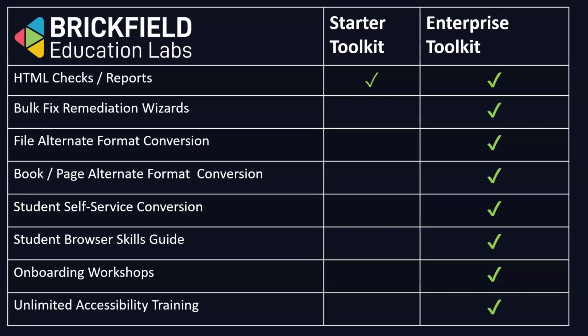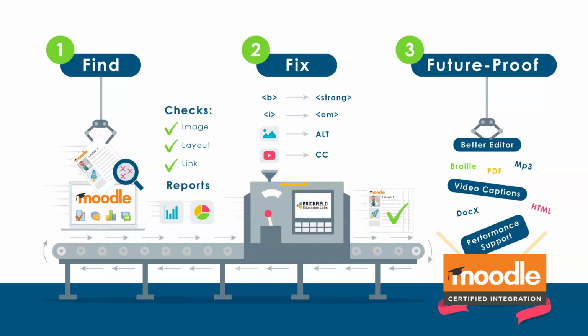Here's a comparison at a glance: Starter on the left, Enterprise on the right. They both give you checks and reports. Everything below that line is Enterprise only: bulk fix wizards, file alternate format conversions, student self-service conversion, browser skill guides, onboarding workshops, unlimited accessibility training. For any institution with compliance obligations, these are not nice to haves. The 3-word version of what we do is find, fix, and future-proof. Find the existing accessibility problems across all your content, fix them automatically where we can, and guide where human review is needed. Future-proof the content pipeline so new content is built accessibly from the start.